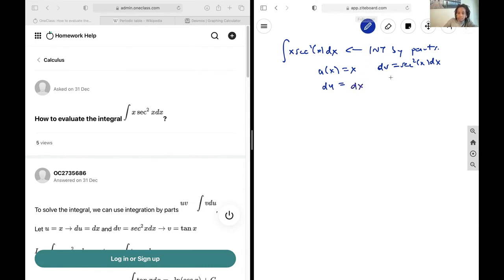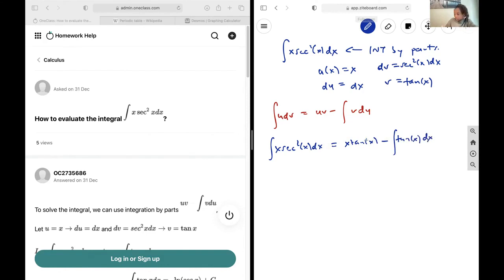And so now if we go about finding the derivatives, we find that du is equal to 1 dx, so dx. And we know that the integral of secant squared x is going to give us tan x, I believe. Yeah, tan x. And so now we're just going to put all of that into our formula. Let's write out that formula: the integral of u dv is equal to uv minus the integral of v du. So with what we have here, the integral of x secant squared x dx will be equal to x tan x minus the integral of tan x dx.